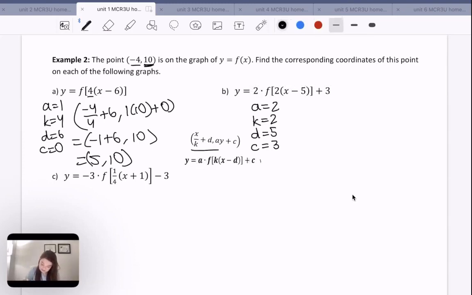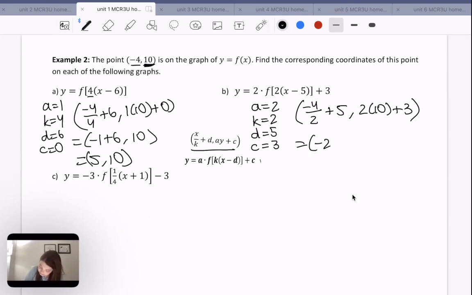Okay, now let's plug it into this equation here. So we have x over k. Well, x is negative 4 over k, which is 2, plus d, which d is 5, we said, comma, ay plus c, so 2 times y, which is 10, right? 10 from over here, plus c, plus 3 in this case. And then we just solve.